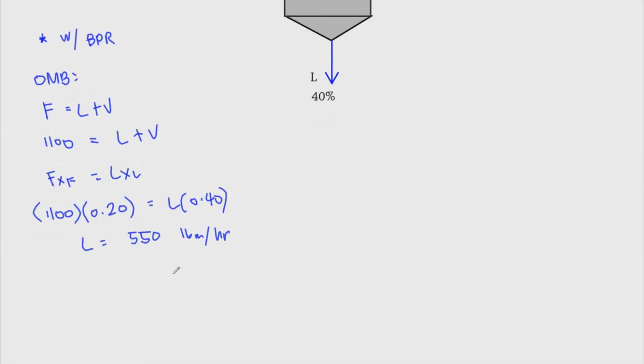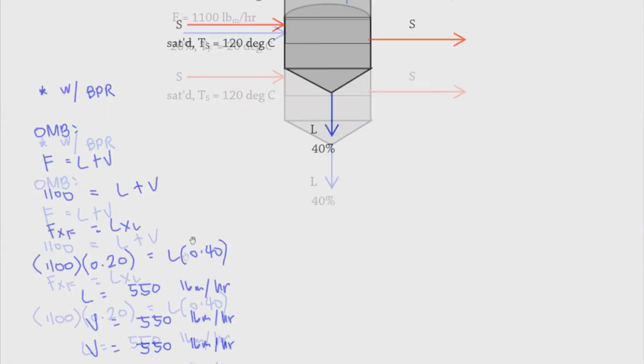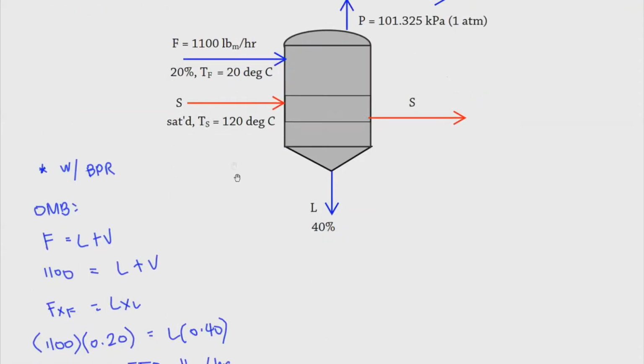Okay, and then knowing that we have F is equal to L plus V, therefore the vapor from this balance, we could say that's also 550 pound mass per hour to make up this 1100 of total feed. So that's it for our material balance, and now we proceed with our heat balance.